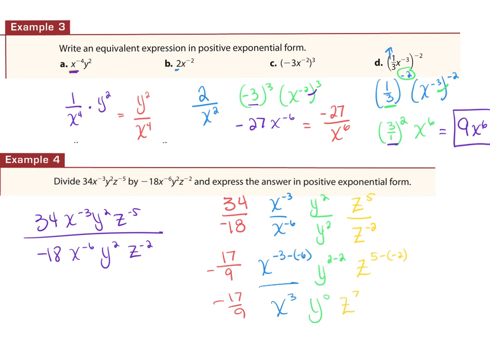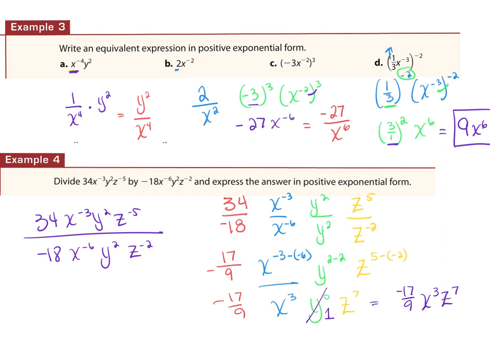There's a couple ways you can write this. First of all, my y to the 0 is just anything to the 0 power is the number 1. Okay? So he's not going to change anything. You're multiplying things by 1. Doesn't change, all right? I have negative 17 ninths x cubed z to the 7th. That's actually my answer there.